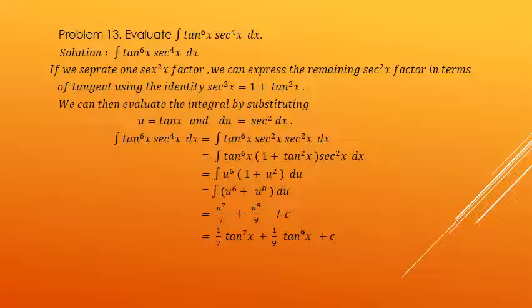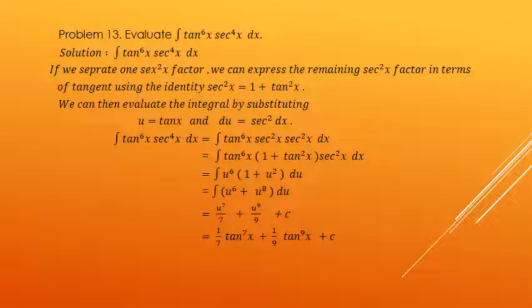When we put u equals tan x, that means tan^6 x equals u^6, because we put the value of tan x as u, and the power stays the same. So we have u^6. In the next bracket, 1 plus tan^2 x, since tan x equals u, we put the value of u and we get u^2. And when we take the derivative of u equals tan x, we get sec^2 x dx equals du. So we put du here instead of sec^2 x dx.